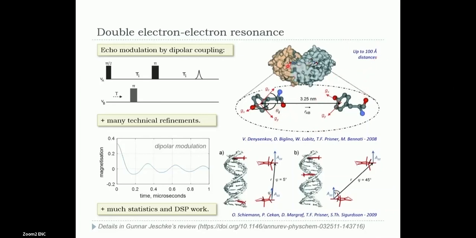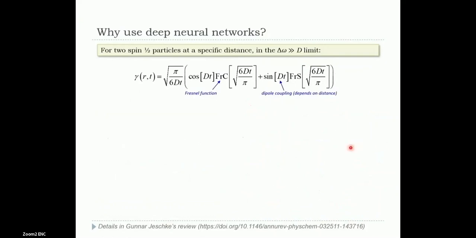In this biomolecule dimer, you can either introduce the electrons by mutation, or sometimes they just naturally occur if it's a metalloprotein. They can be introduced into nucleic acids as well. Gunnar Jeschke has written a wonderful review of the subject.